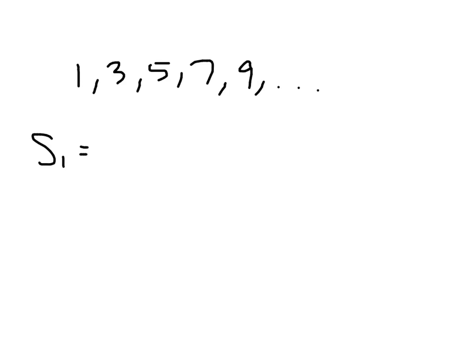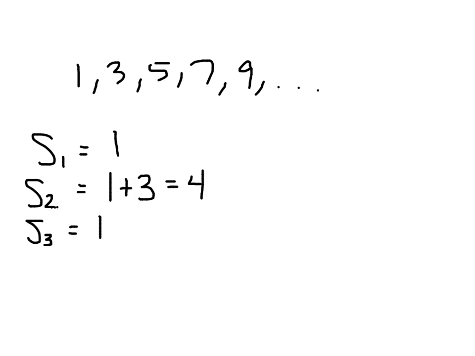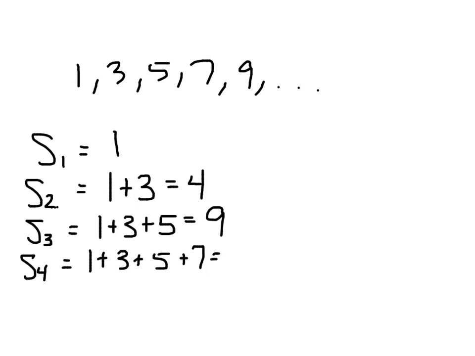Well, if I just give you something like this, 1, 3, 5, 7, 9, dot, dot, dot, and they say find the first 6 partial sums, S sub 1 means I take the first term and I add it. Well, the first term is just 1. If I say find S sub 2, I'm asking for the first 2 terms, which is 1 plus 3, so the answer would be 4. S sub 3 would be the first three terms, so 1 plus 3 plus 5, which is 9. S sub 4 is 1 plus 3 plus 5 plus 7, which would be 16.